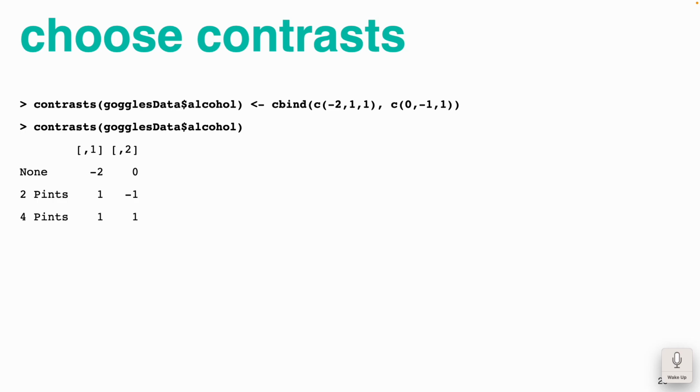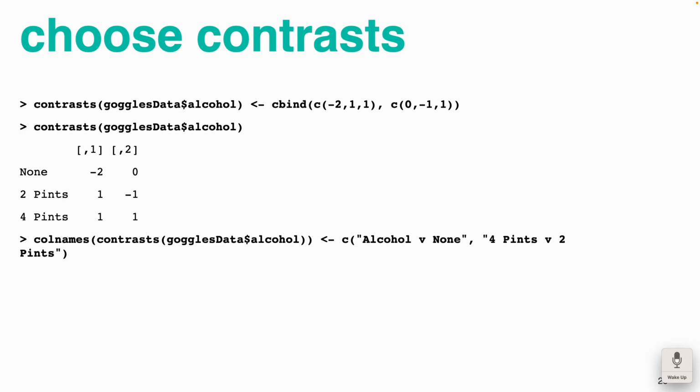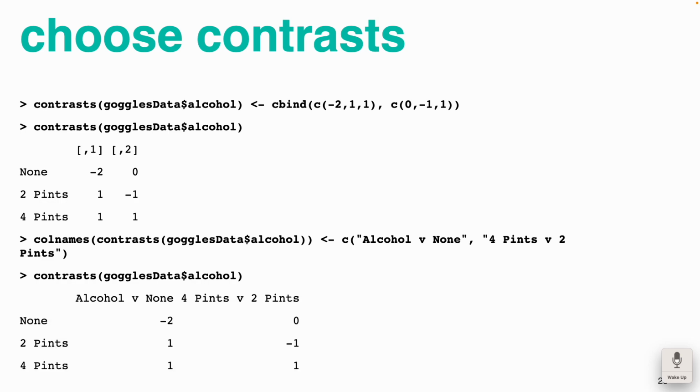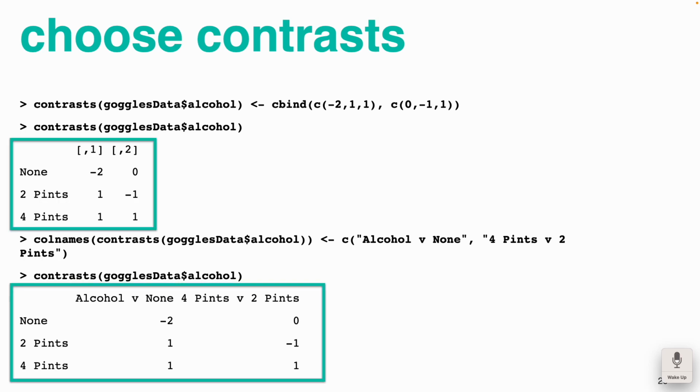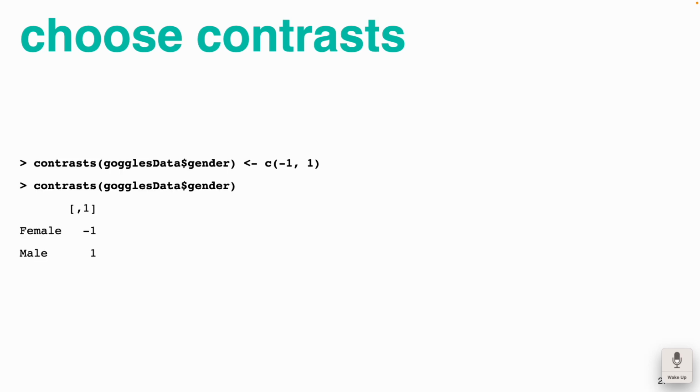So we might choose our contrast, right? In this case, we're looking at any alcohol consumed, and then 4 pints versus 2 pints. So you can still do contrast if you want, right? Alcohol versus not, and then 4 pints versus 2 pints. Again, that's just a different way of looking at the alcohol. You could look at just all 3, right? 3 levels, 2 contrasts. That's good.